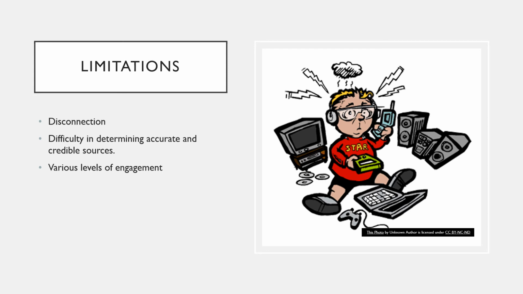Learners may also have difficulty in determining accurate and credible sources, since there is so much information to choose from on the internet. Sources that look credible are oftentimes not, so sourcing information carefully is key. Finally, e-learners can experience various levels of engagement. While one student may feel very engaged in their learning environment, others may feel like they are doing the bare minimum without being noticed. The following slide will address the community of inquiry model to aid in engagement.